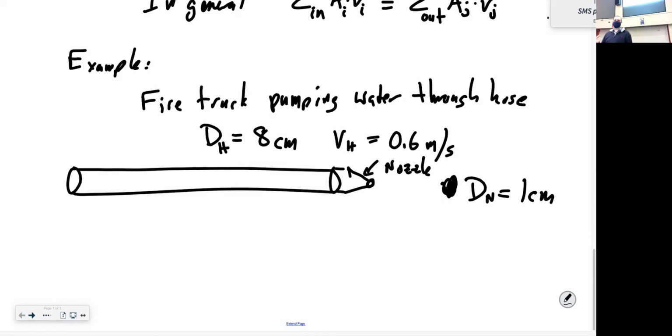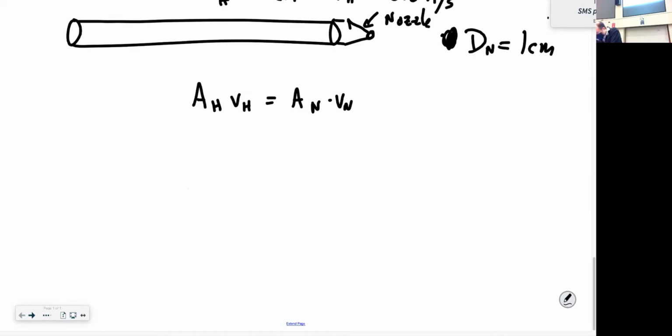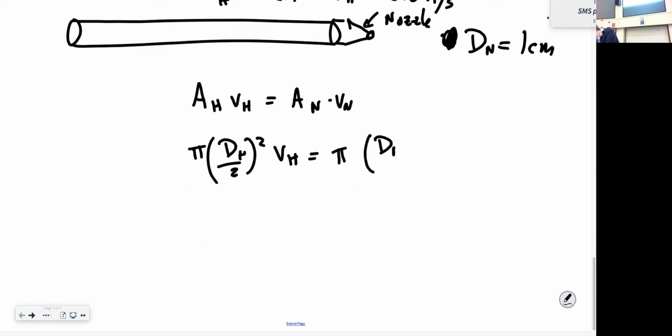What is the volume flow rate going to be? No, sorry, we know what the volume flow rate is. What's the velocity going to be out of the end of the hose? We know that A of the hose times V of the hose equals A of the nozzle times V of the nozzle. We know that these A's are pi r squared. This is pi times (D of the hose over 2) squared times V hose, equals pi times (D of the nozzle over 2) squared times V of the nozzle.